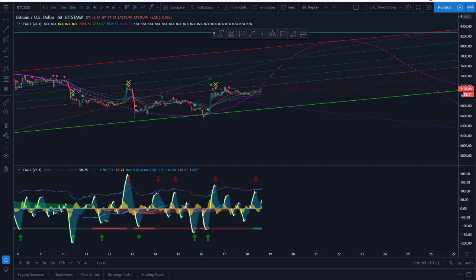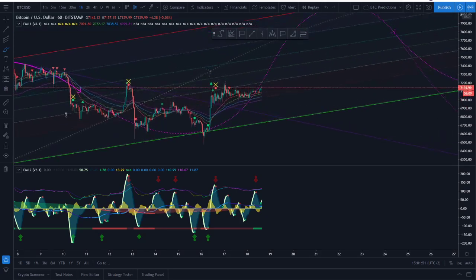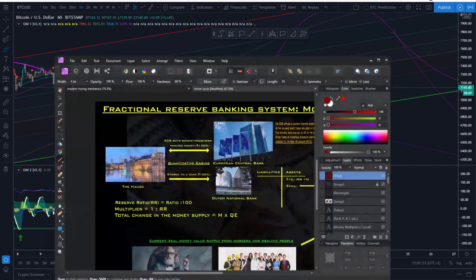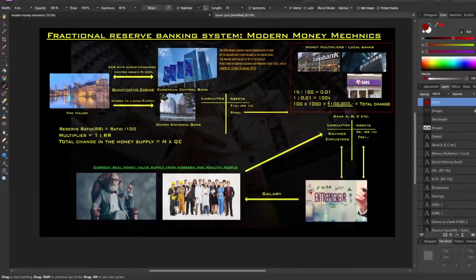Alrighty. I think I've said everything today. Well, guys, don't forget this fractional reserve banking system. Modern money mechanics. This exists already for decades, guys. This is not new. Quantitative easing is not new. It's not relatively short or new. This has been going on for decades, guys. Decades.